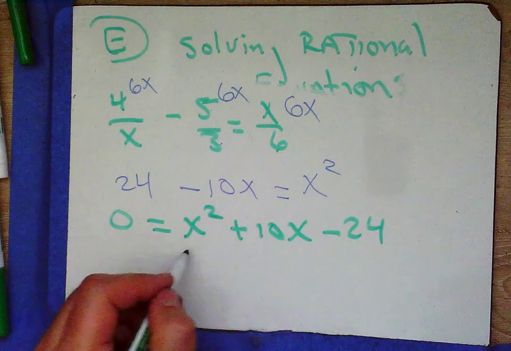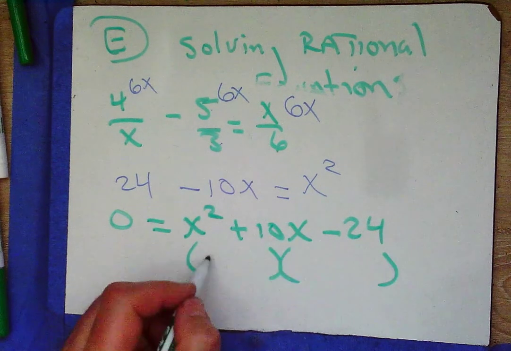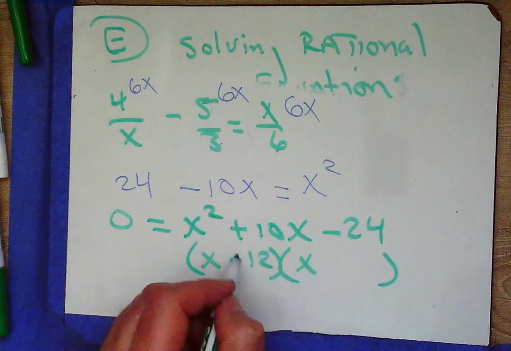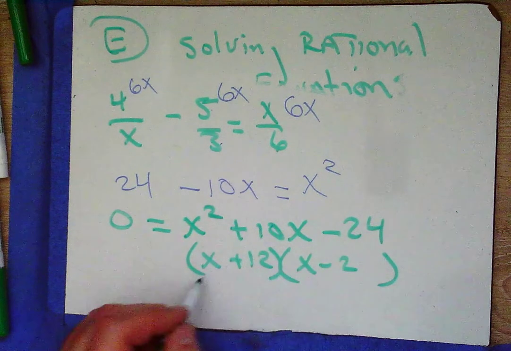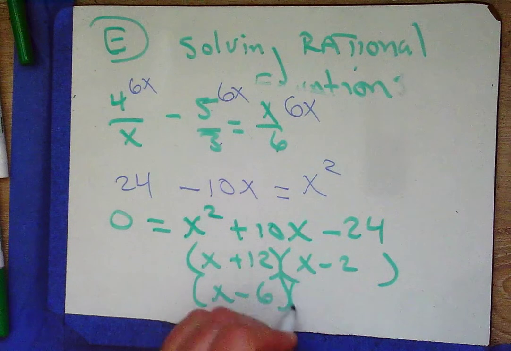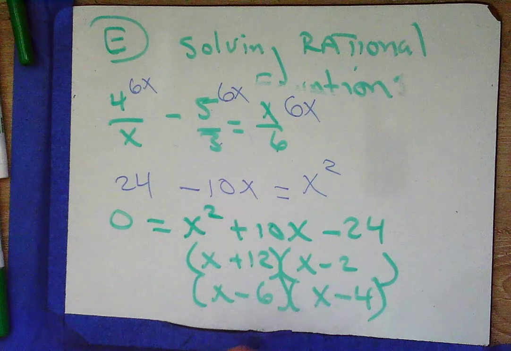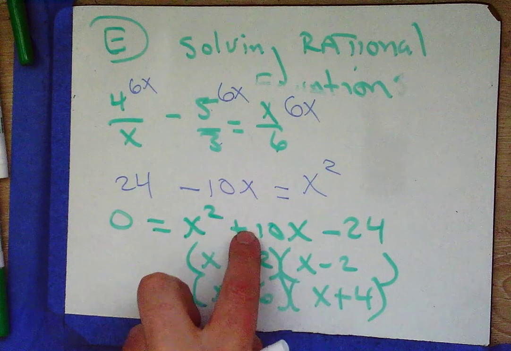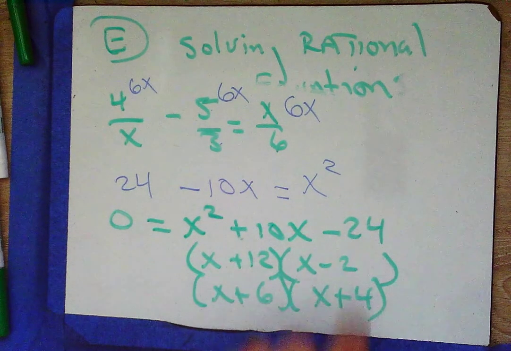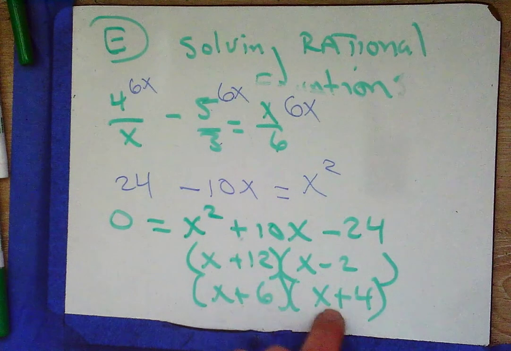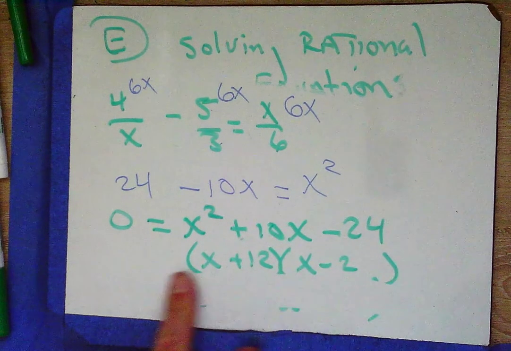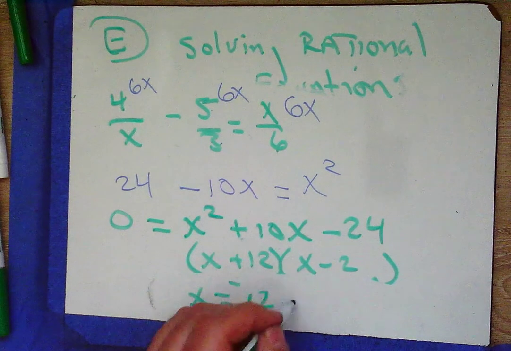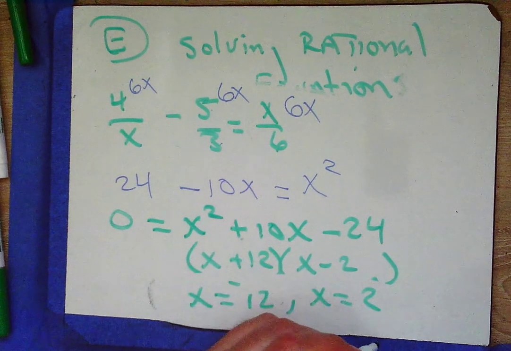Okay, does that factor? Sure it does. x minus 12, x plus 2... You know, the people who do 6 and 4 try and do this, and that works to get that, but that doesn't make this when you multiply them together, because positive times positive is positive, not negative. So these are mine. x equals negative 12, x equals positive 2.